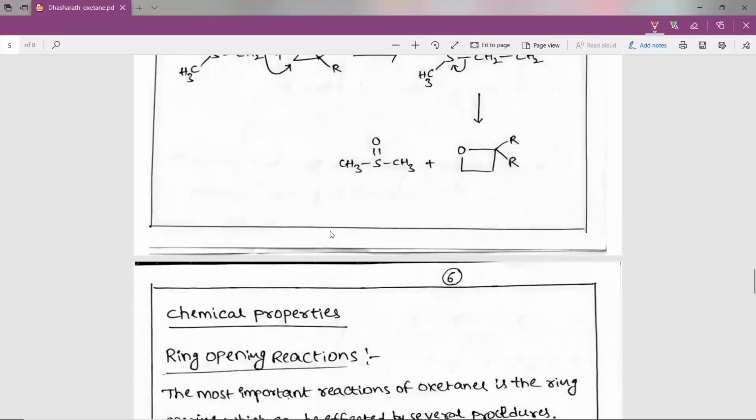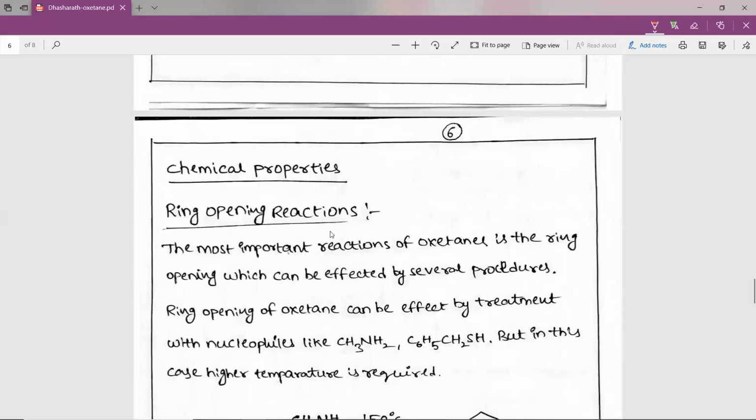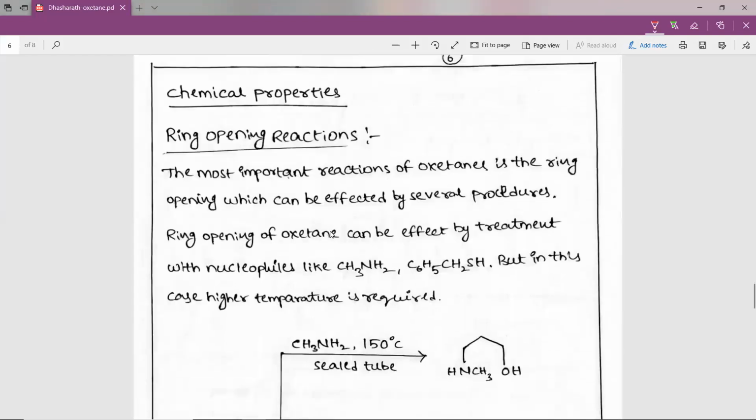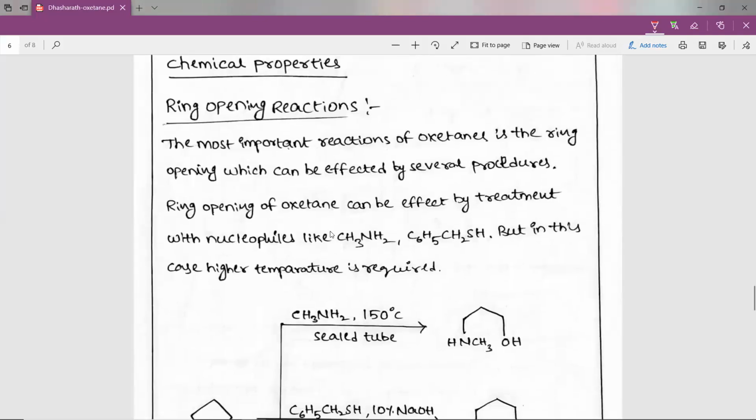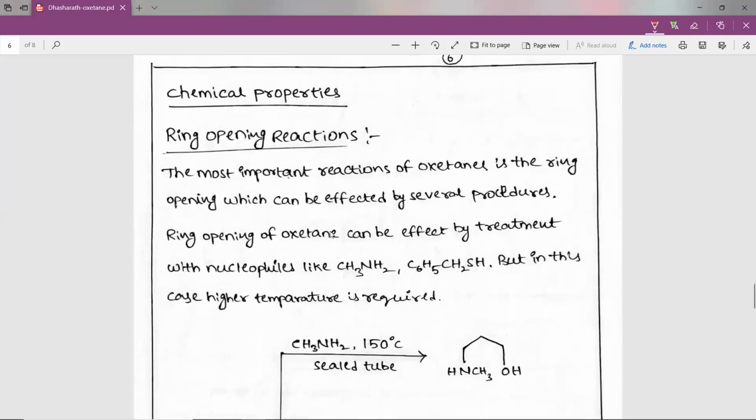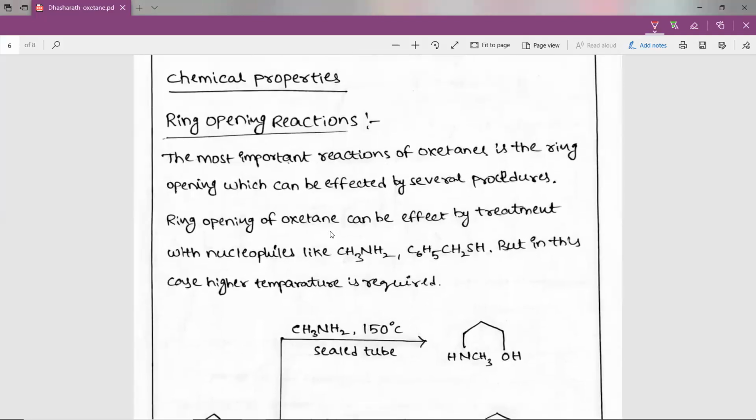These are three important methods of synthesis of oxetanes, and let us see some chemical properties of oxetanes. Ring opening reactions. The main important reactions of the 4-membered heterocyclic or 3-membered heterocyclic systems are the ring opening reactions, by which they get relieved from the strain that exists in 3 and 4-membered heterocyclic ring systems. The most important reaction of oxetanes is the ring opening, and this can be effected by several procedures.